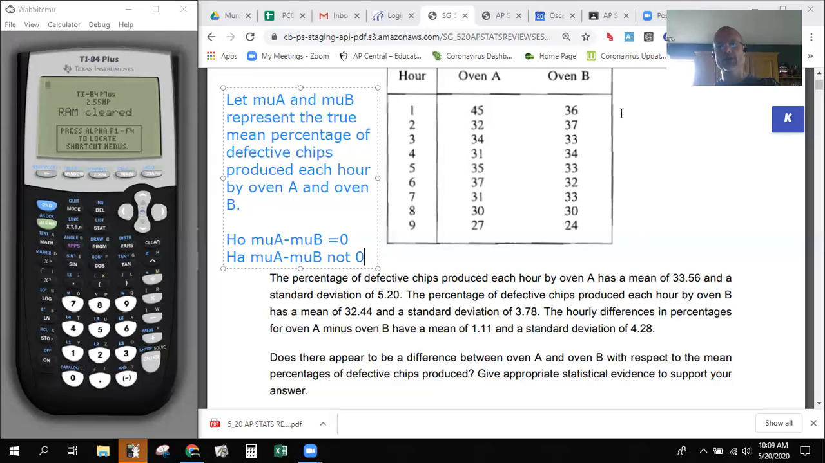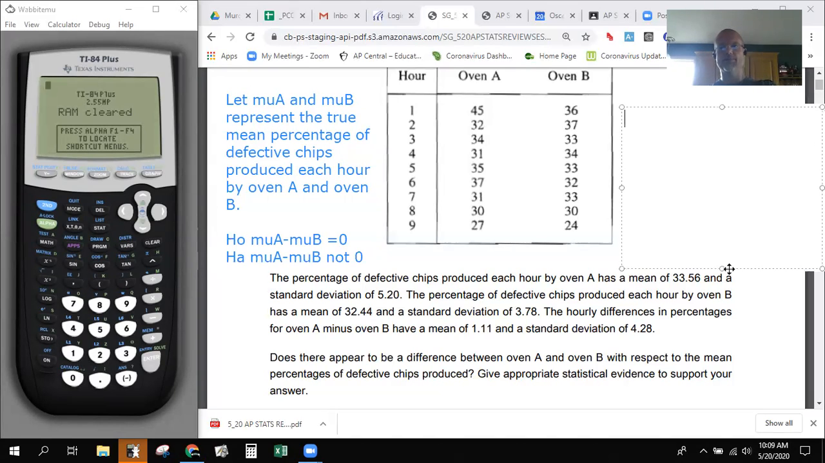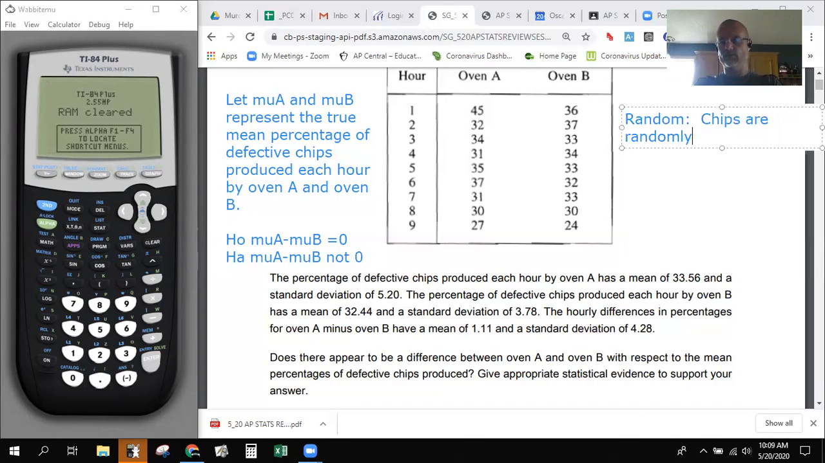So now we need the assumptions, and we have to check the assumptions for both cases. You can do this in 2 lists and 2 separate things, or you can do it in 1. So let's see. For random, they said something about chips being assigned randomly to ovens, for both ovens. So that checks the random condition for both.